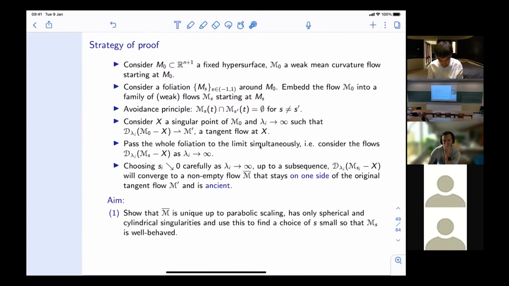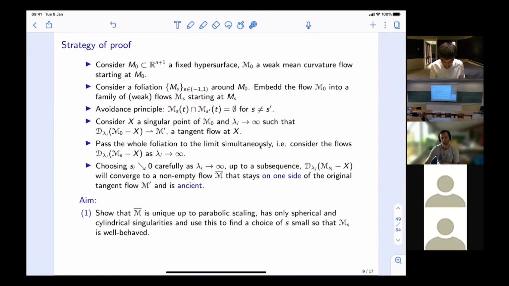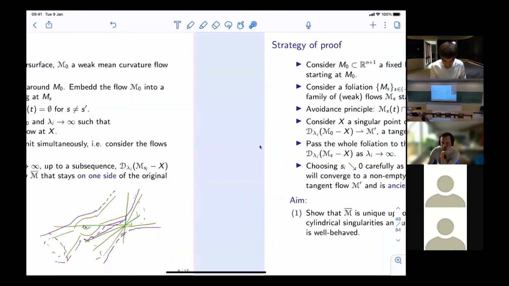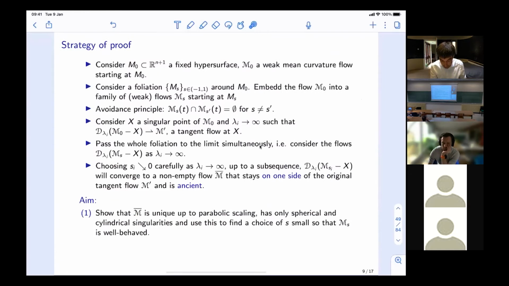Now, the aim is, the idea is, this guy, what we see here out here, this guy is unique up to parabolic scaling. So this is the idea. This limit you get is unique up to parabolic scaling. And what we want to prove, I'll explain why we can expect this, is that this guy has only good singularities, only spherical and cylindrical singularities.